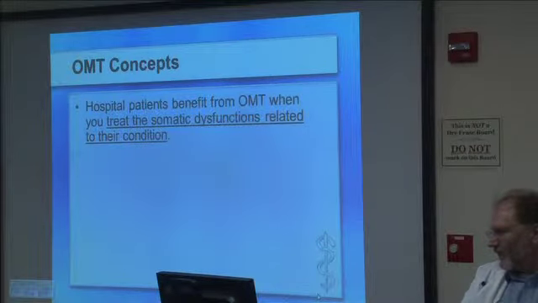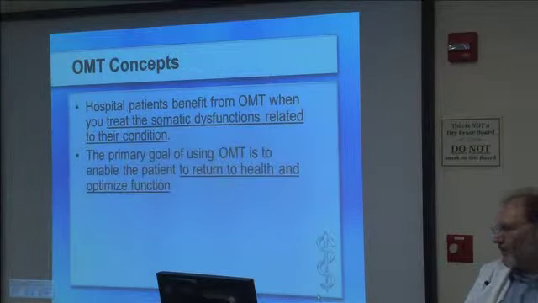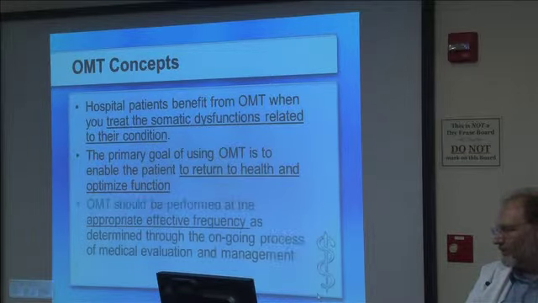Again, hospital patients benefit from OMT. Treating those related somatic dysfunctions is a great benefit, even if they're ancillary. Someone's got a heart problem but comes in with low back pain, we're often consulted for that. Because if you're hurting in two places, if you can take away one of those places, that's one less place of discomfort that you're going to have. All right, primary goal is to return to health, optimize function. And again, it should be performed at the appropriate frequency.